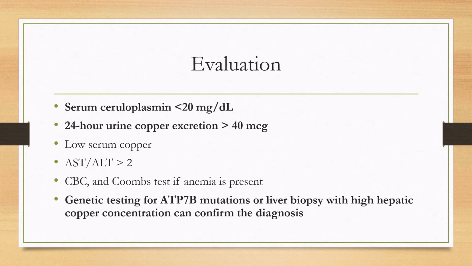There can be a low serum copper unless the patient's in acute liver failure, in which case the serum copper will be high. There can also be transaminitis with an AST over ALT ratio of 2, and a CBC is generally done, and if there's anemia, a Coombs test can be sent to see if this is a Coombs negative hemolytic anemia. Now, once you suspect the disease, you can confirm the diagnosis with either genetic testing for ATP7B mutations, or the gold standard is a liver biopsy with high hepatic copper concentration.